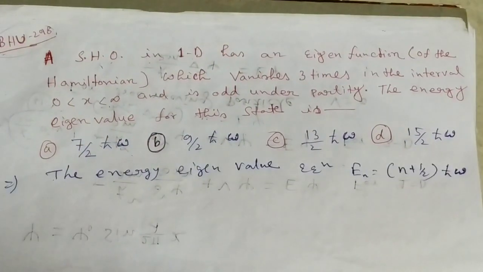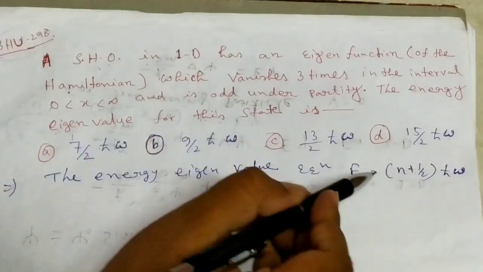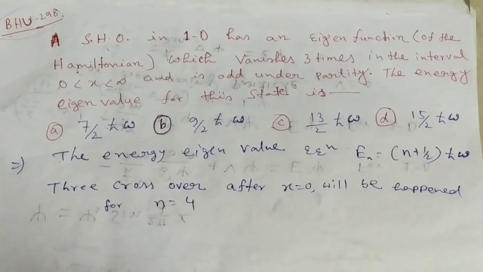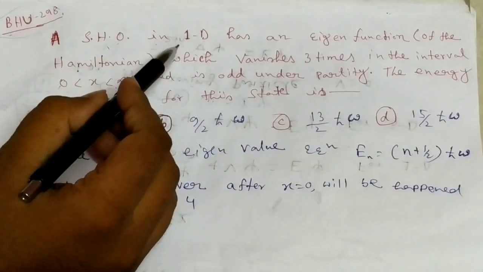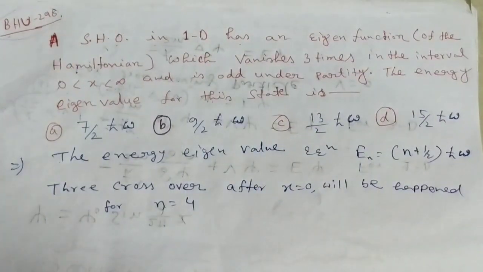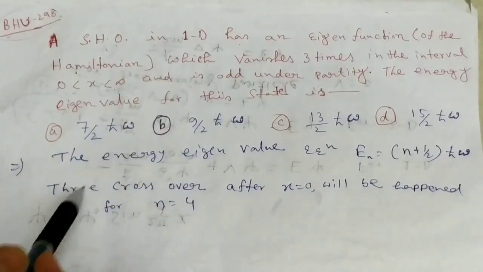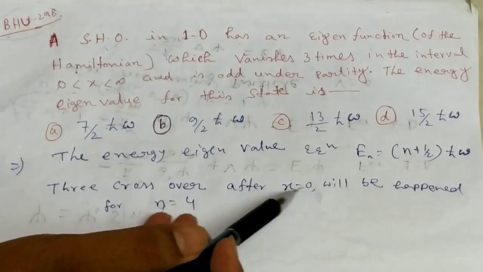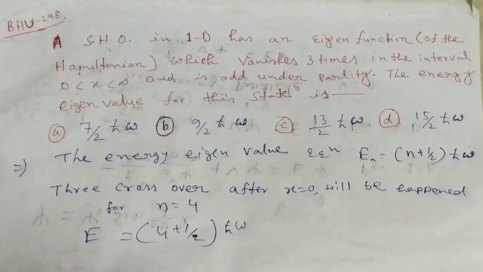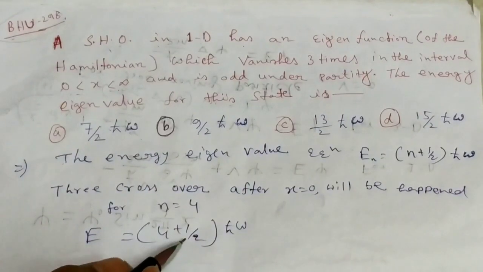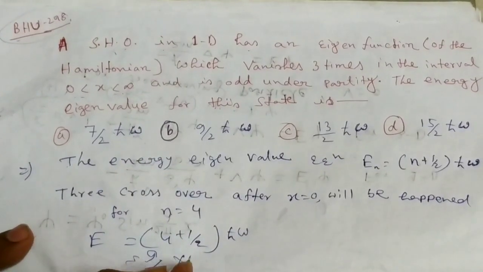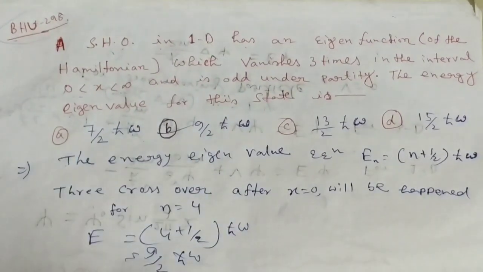The energy eigenvalue equation, you remember, E_n is equal to (n plus half) h cut omega. Now the question is, the simple harmonic oscillator in one dimension has an energy eigenfunction which vanishes 3 times in the interval 0 to infinity. So 3 crossovers after x equal to 0 will happen for n is equal to 4. So we can write E is equal to (4 plus half) into h cut omega, that means 9 by 2 h cut omega. So answer is B.